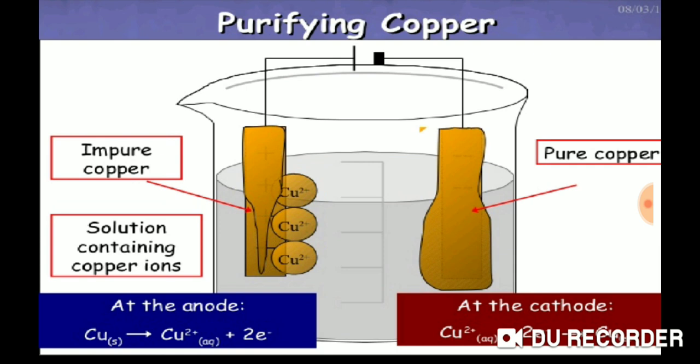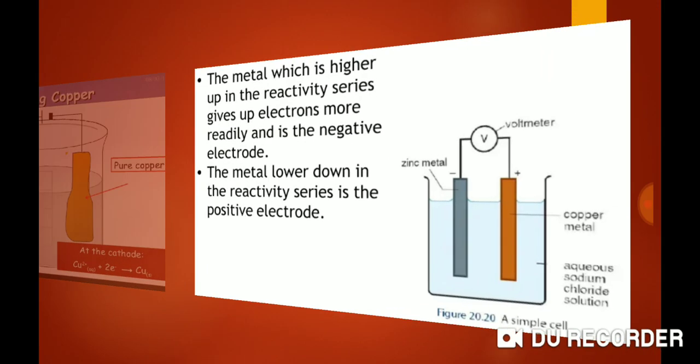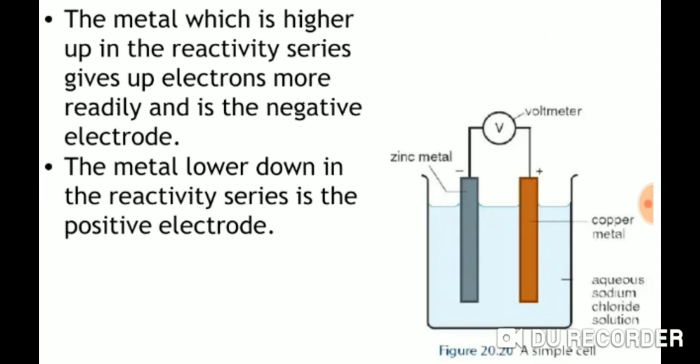You can see here impure metal. From impure metal, copper ions are getting dissolved in the aqueous solution. Whereas at the pure copper, it moves towards cathode, gains 2 electrons and gets deposited at cathode. So at anode, mass decreases, whereas the mass of the cathode increases. Now, the metal which is higher up in the reactivity series gives up electrons more easily and is the negative electrode. The metal lower down in the reactivity series is the positive electrode.